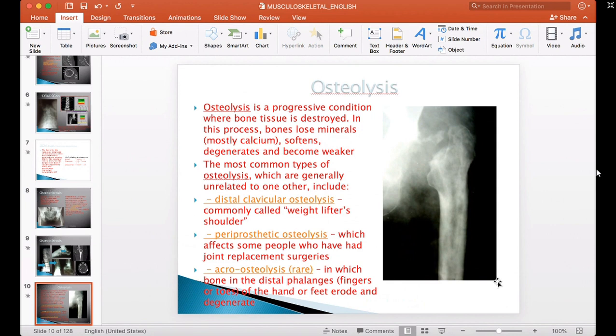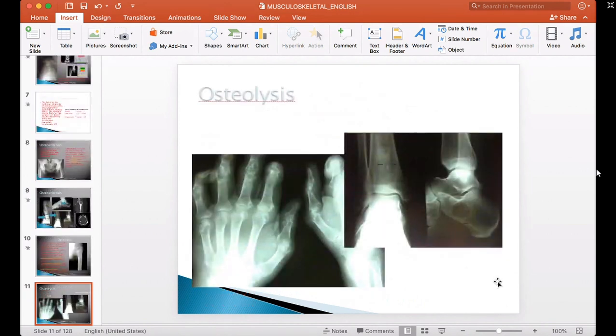The most common types of osteolysis, which are generally unrelated to one another, are distal clavicular osteolysis, periprosthetic osteolysis, and acrosteolysis, which is very rare. So those are some examples of osteolysis. You can see here the three different ones.